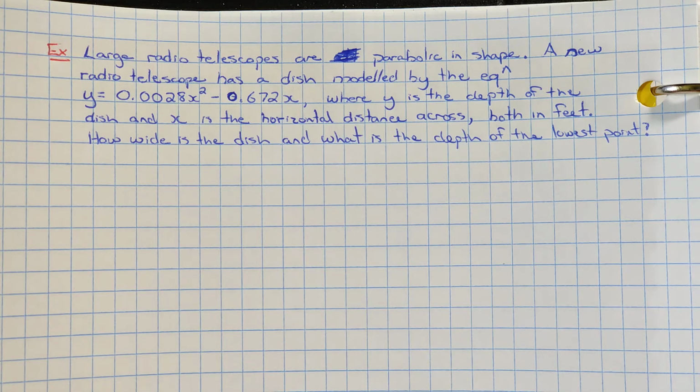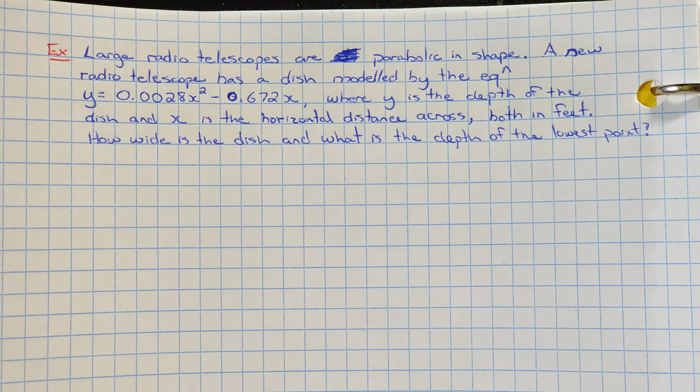But here we have a new radio telescope that has a dish modeled by the equation y equals 0.0028x squared minus 0.672x, where y is the depth of the dish and x is the horizontal distance across, both of these being in feet. We want to know how wide the dish is and what the depth is at the lowest point. Now this one here looks a little scary. We got all these decimals in here and we haven't really worked with dealing with all these decimals.